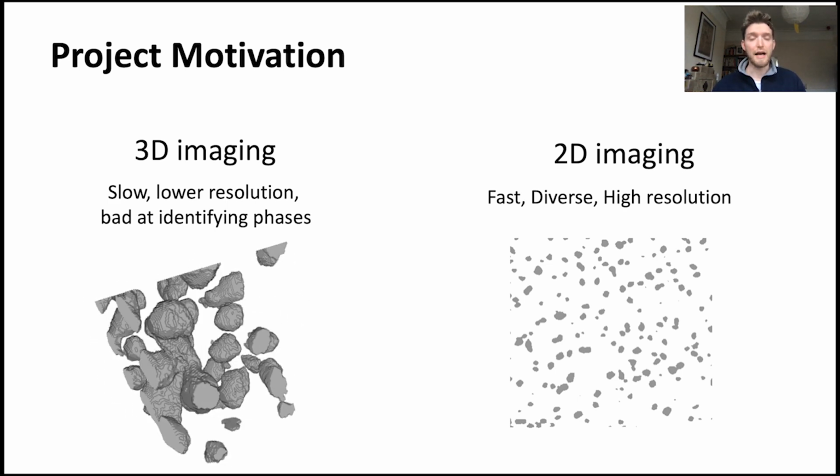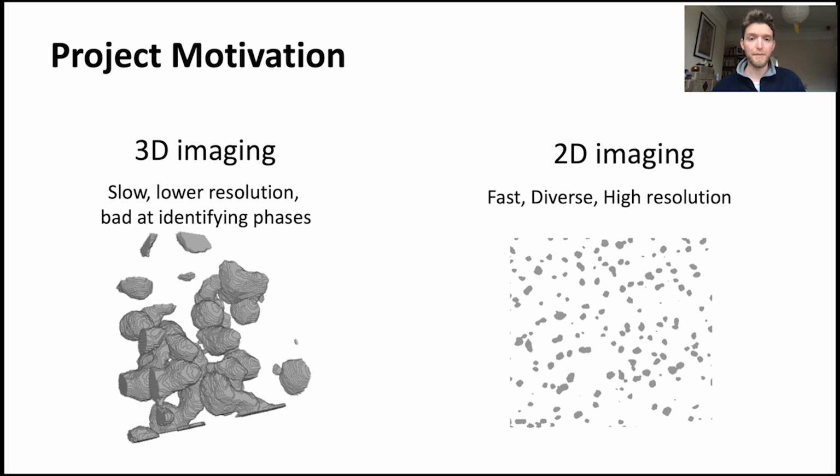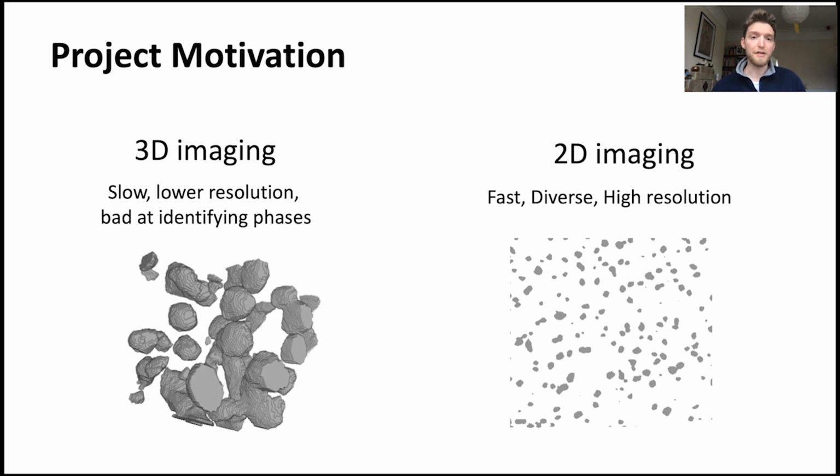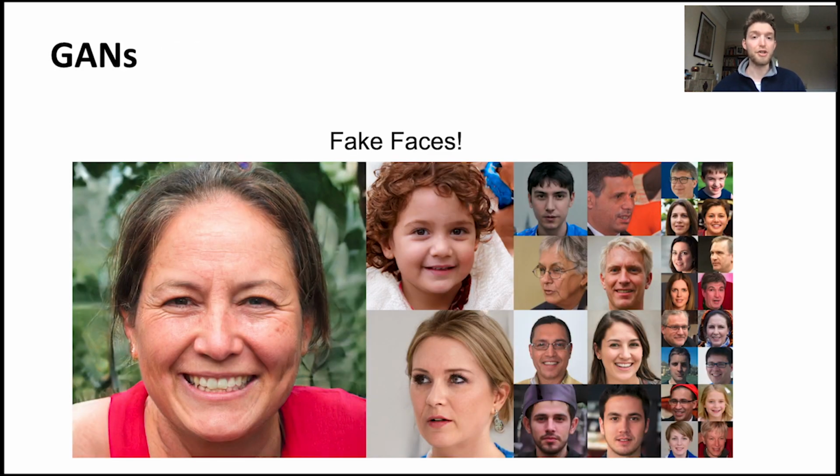So SliceGAN is an algorithm that was designed to do just this. SliceGAN is designed based on generative adversarial networks, which are a machine learning method that are very good at emulating real data sets and producing realistic looking equivalents. So for example, generative adversarial networks have been used a lot for producing fake images of faces, fake images of animals or scenery and things like that.